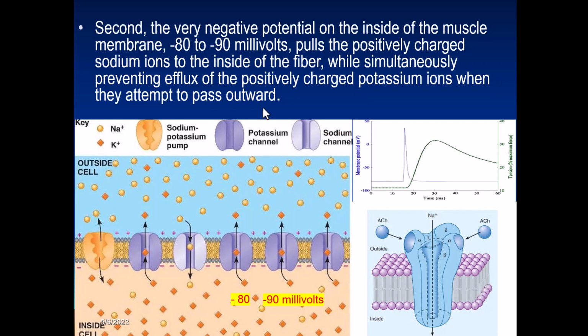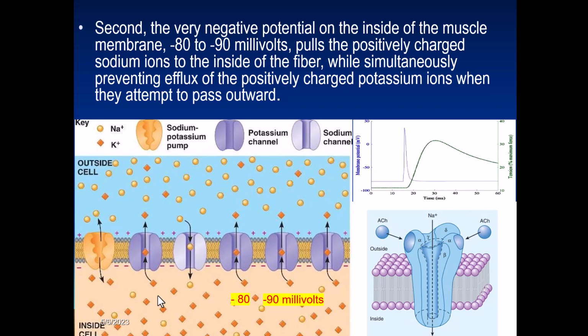Now, as I showed in the previous slide, outside is sodium and inside is potassium. Both are positively charged in resting condition. When the membrane is resting, the muscle resting potential is minus 80 to minus 90, and this resting potential is maintained by the potassium. This is the maximum power of the potassium, which retains the resting membrane potential.